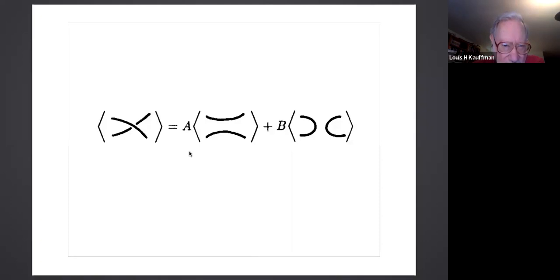So this is a skein type expansion, but simpler than the HOMFLY. We're going to take unoriented diagrams to begin with. We take a crossing and we smooth it one way and we smooth it the other way and add up. And multiply one of them by A and the other one by B and try to understand for what choices of A and B this might be invariant. So of course this means you have a larger diagram and you only changed it in these two places.